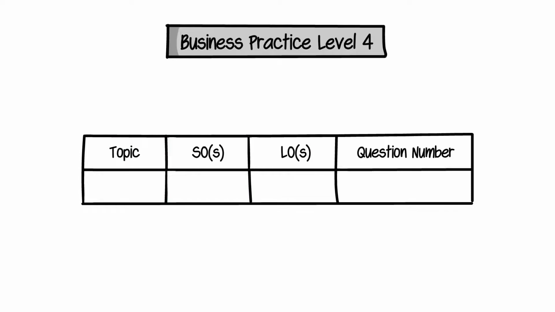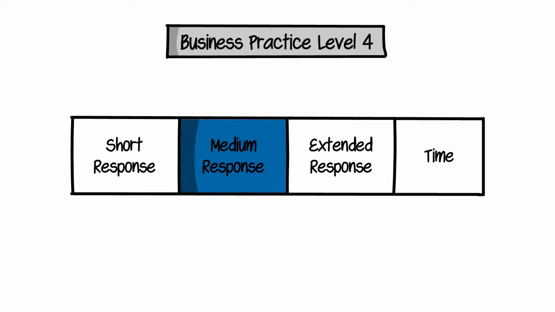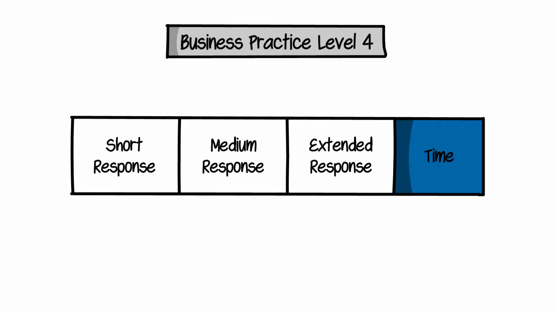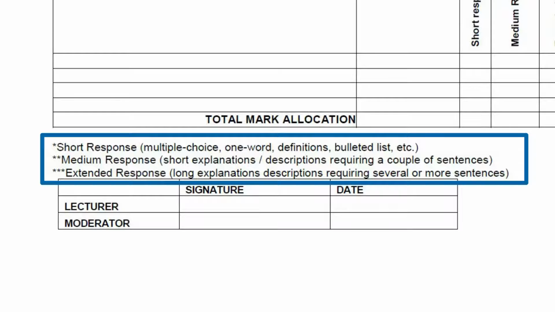If you, for example, ask a question from Topic 1, Subject Outcome 1.2, and Learning Outcome 1.2.3, the grid will look as follows. Topic 1, Subject Outcome 1.2, Learning Outcome 1.2.3. Let's have a look at the next 4 columns. Short response, medium response, extended response, time. There is an explanation at the bottom of the analysis grid of what is meant by an SR, MR, and ER.